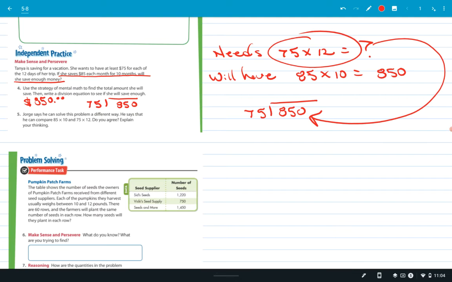And then it says, George says you can solve this problem a different way. He says that you can compare 75 times 10 and 75 times 12. Do you agree? Yes. That's what I do. Say again. That's what I do. That's the way I would do it too. Do you agree? Explain your thinking. Yes, because, and I'll even write this down.